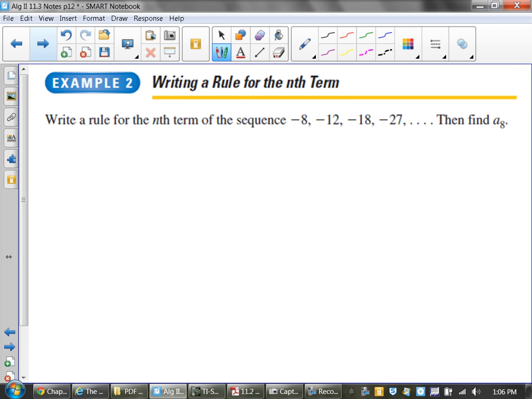So let's write the rule, and then let's figure out what the 8th term in the sequence is. Our sequence goes -8, -12, -18, -27. Start by writing it out.